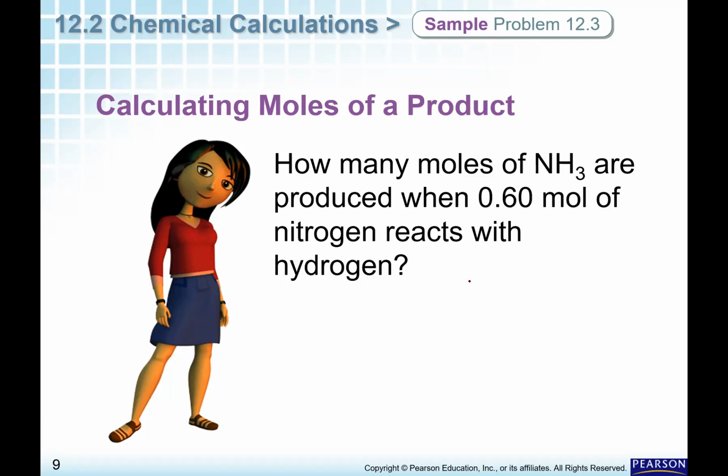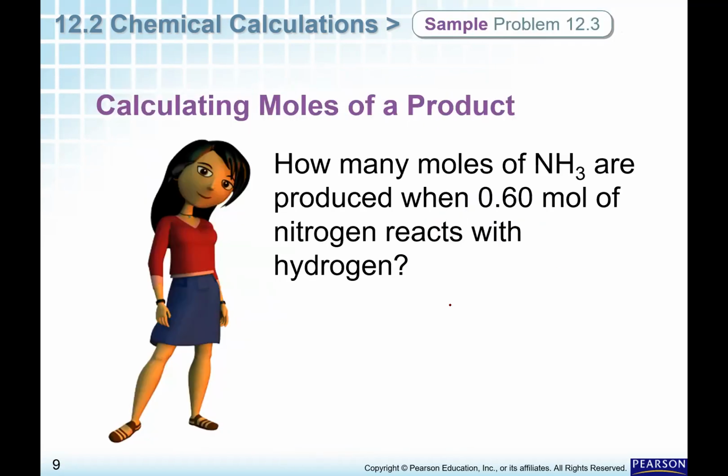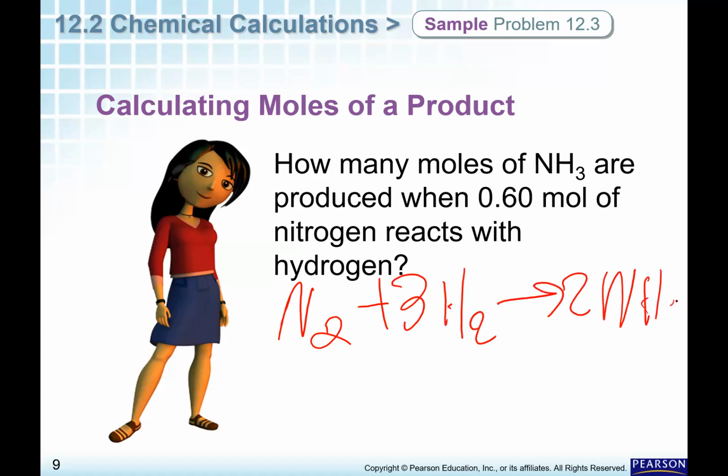All right, can anybody tell me what is the given amount in this case? What is X? If you refer back to this equation, what is X moles of G in this case? Moles of nitrogen. Yes, and that is 0.6. Very good, Faisal Hussein. So 0.6 moles of nitrogen is the given quantity. And the chemical reaction, which you still remember, I assume, is N2 plus 3H2 to produce 2 moles of ammonia.